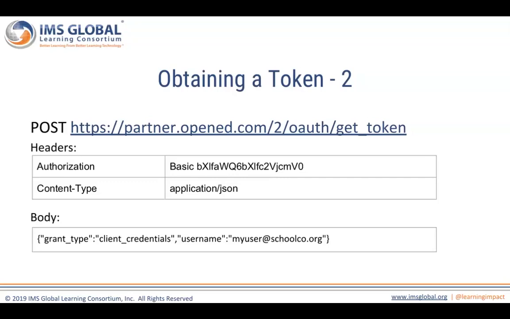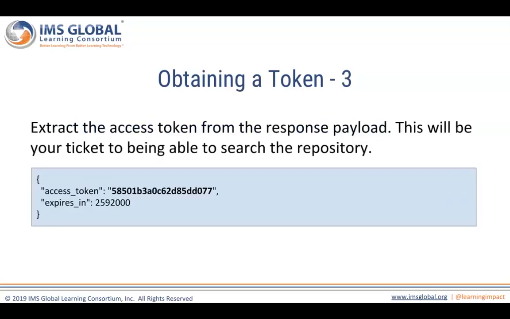And then last, you are going to be telling the token endpoint in the body what your grant type is, and this is client credentials, and then also what the username was that OpenEd has given you. I think their username needs to match their records for their client ID, so it's an extra level of security there. But once you make your post, you are going to get back some JSON that contains your access token. This is going to be your ticket to being able to search their repository and view the subjects that their repository supports.